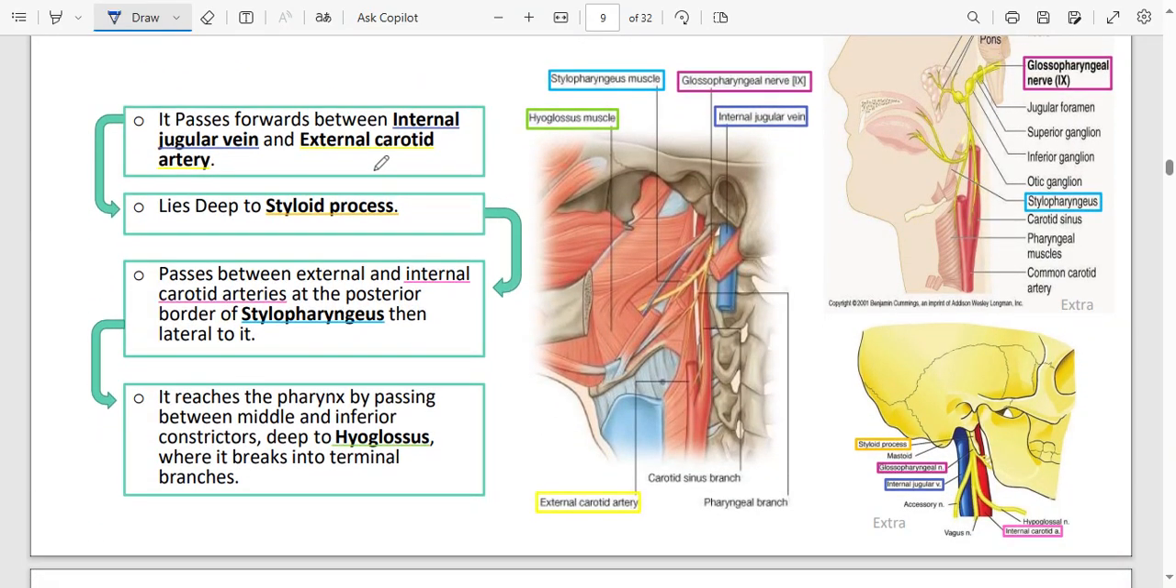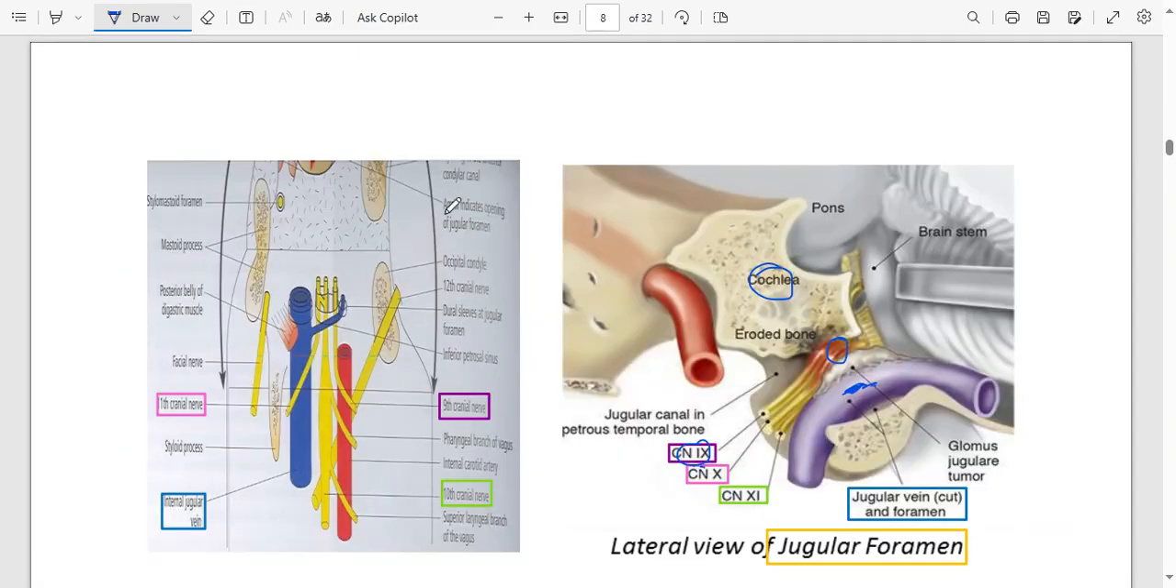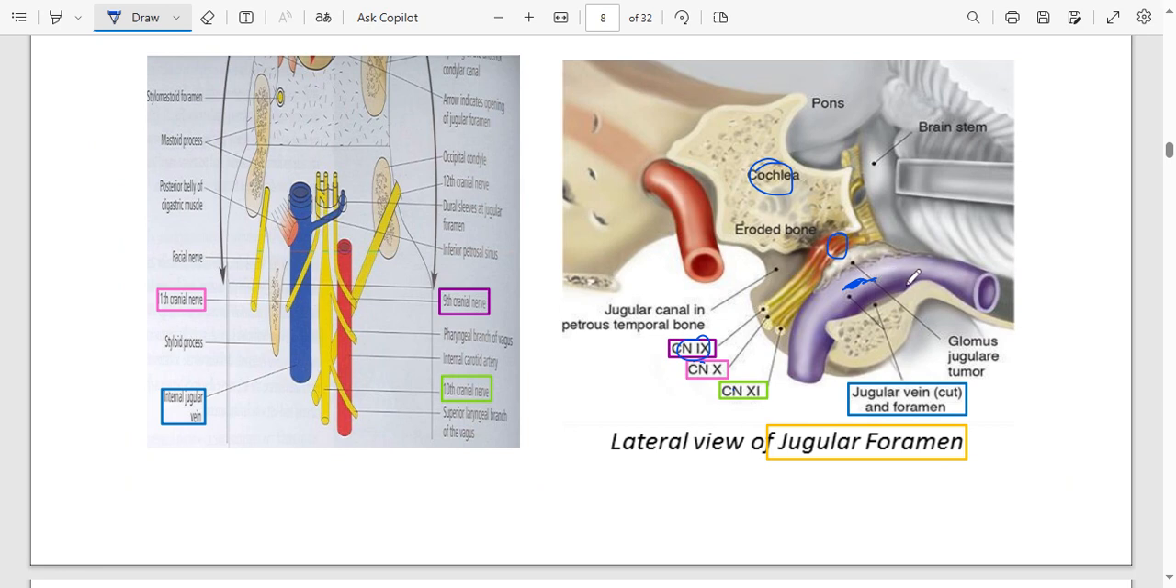So how does this nerve move? It is going to pass forward between the internal jugular vein and the external carotid. Okay, internal jugular vein. Look at this structure. The internal jugular vein is here, and then you have got the carotid. This guy, you can see this guy here, that's a carotid, and it is passing between them. You can see that's the ninth cranial nerve. So the ninth cranial nerve is this one that has been labeled here.